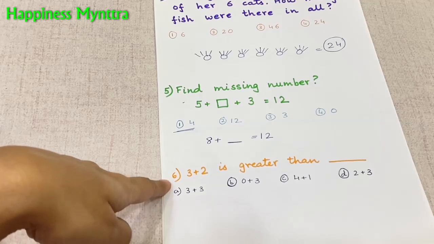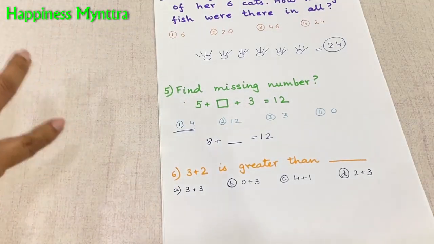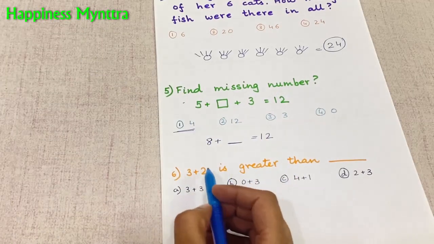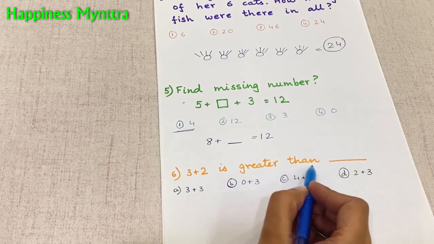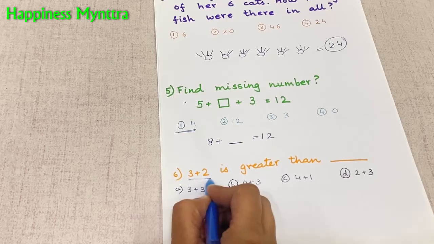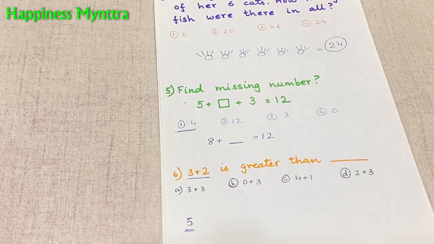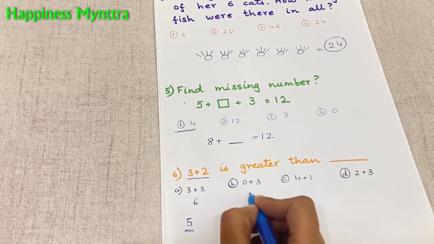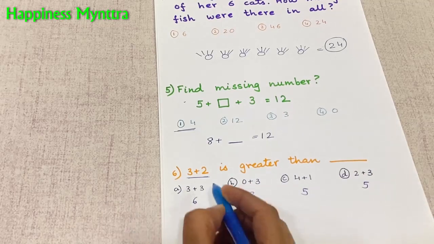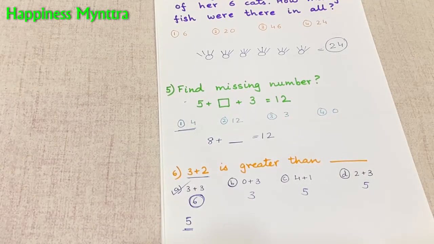Again, a simple question, but like I have constantly been saying, we are just encouraging children to read, understand, and apply the concept. 3 plus 2 is greater than dash. So we need a number which is greater than the answer of 3 plus 2. So we need a number more than 5. So we get a 6 here, we get a 3, we get 5, and we get a 5 again. So naturally this is the correct answer, and this becomes our option.